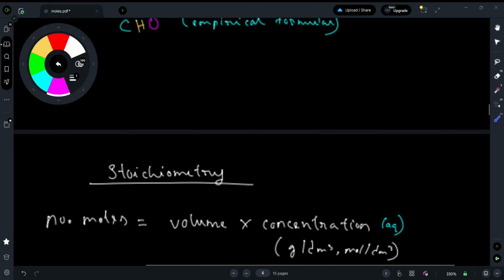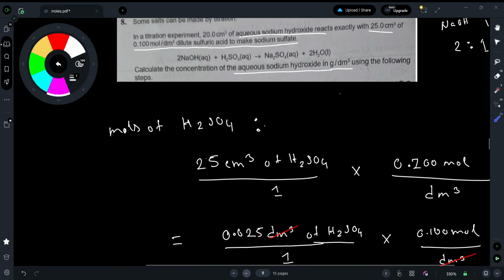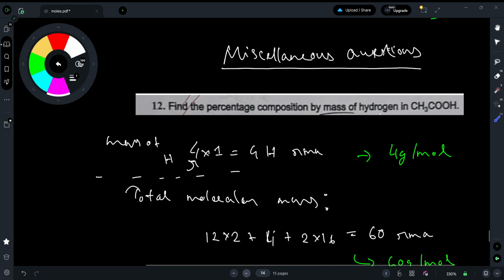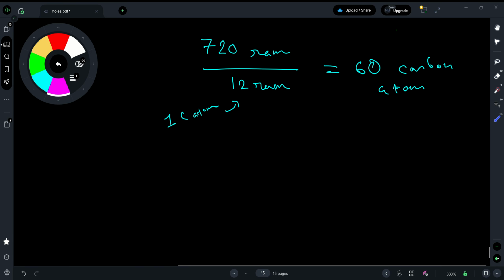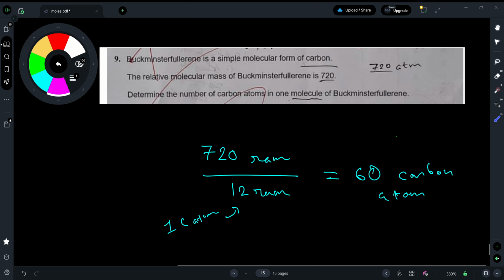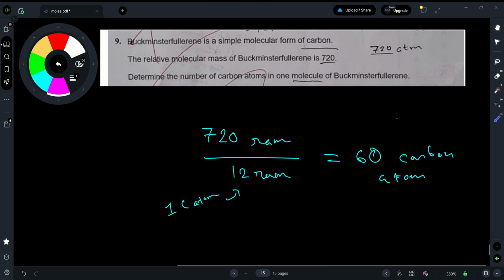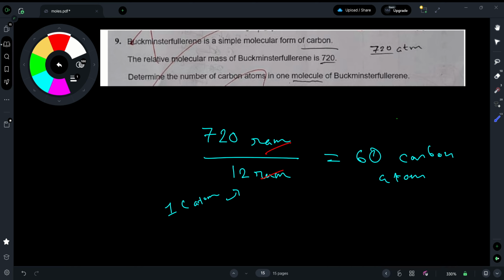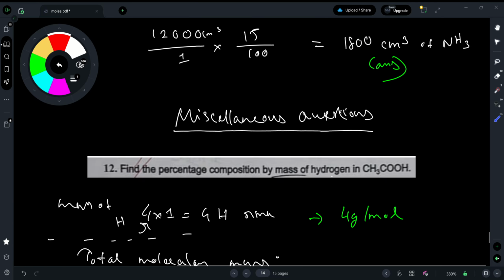And that's what we did in the Buckminster fullerene example. We just divided by 12 relative atomic mass units, the Mr. We had 720 relative atomic mass units, so the units cancel out and leave you with the atoms of carbon. So that is stoichiometry and that is moles.